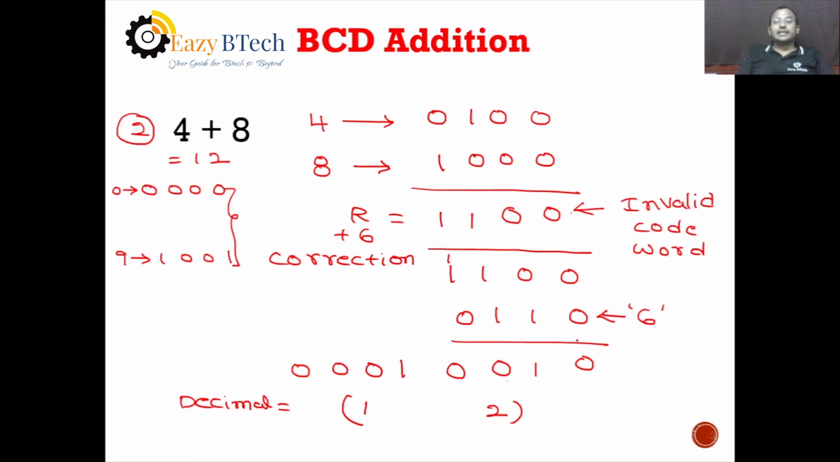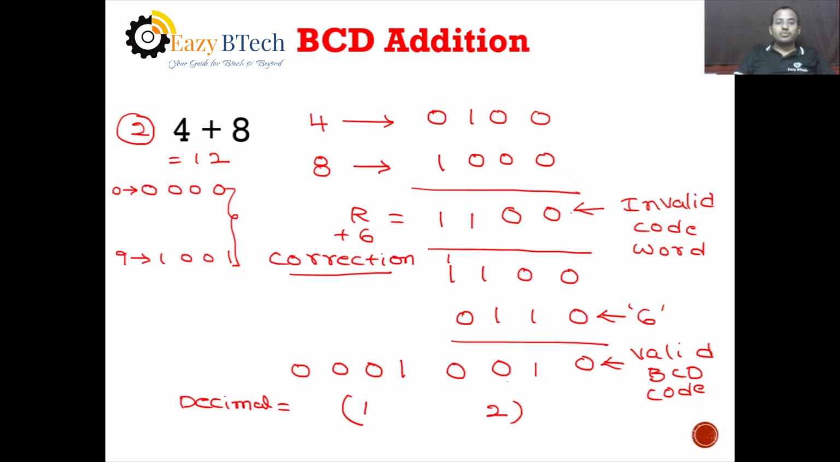So to get the correct result, we have to go for a correction, that is nothing but adding 6. Whenever we get an invalid code word, we have to add 6 to get the valid BCD code. So in this example, we got an invalid code word. That's why we went for the correction. Going for the correction means we have to add 6. So after adding 6, we got the valid BCD code.